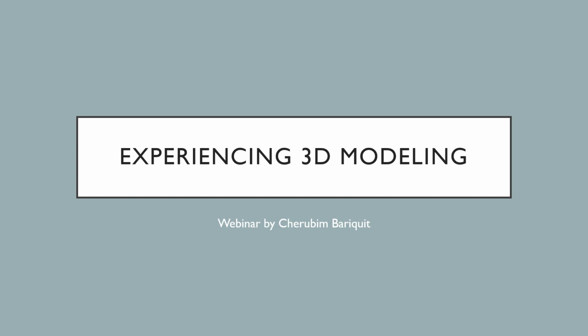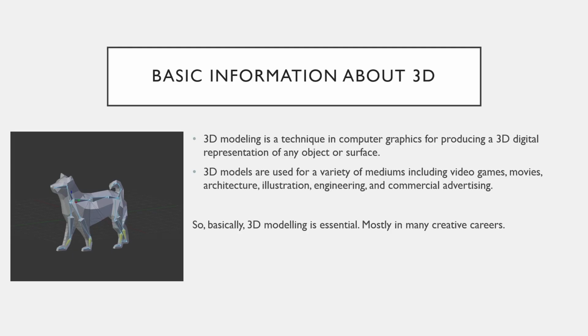Welcome to my webinar, and I'm going to tackle experiencing 3D modeling. So, basic information about 3D. 3D modeling is a technique in computer graphics for producing a 3D digital representation of any object or surface. 3D models are used for a variety of mediums such as video games, movies, architecture, illustration, engineering, and commercial advertising. Engineers and architects use 3D to plan and design their works, while animators and game designers rely on 3D modeling to bring their ideas to life.